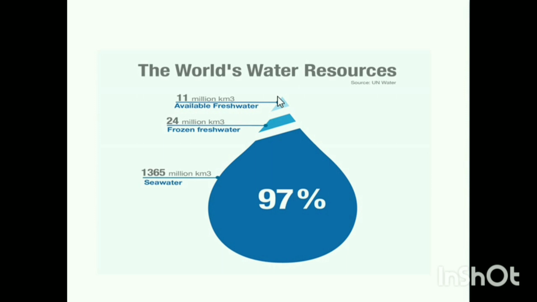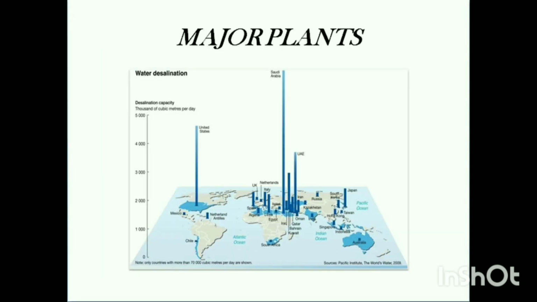But if we consider desalination plants, we can use this method to treat the required amount of water from the entire 97% of seawater, so that the water treated from this 97% of seawater can be used for every human purpose. This graph gives the complete idea of desalination plants over the world.